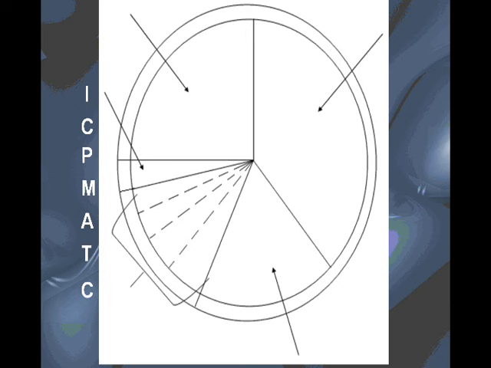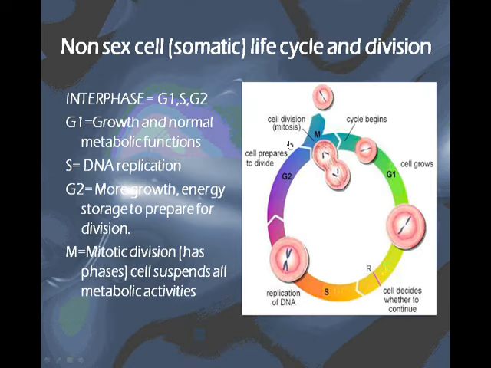We're going to start today with talking about non-sex cells, also called somatic cells. These are all of the cells that your body is composed of. Your skin, muscles, your blood cells, and your bone cells are all somatic cells. The only types of cells that are not somatic are sex cells, gametes, which are egg and sperm. Any other cell is considered somatic.